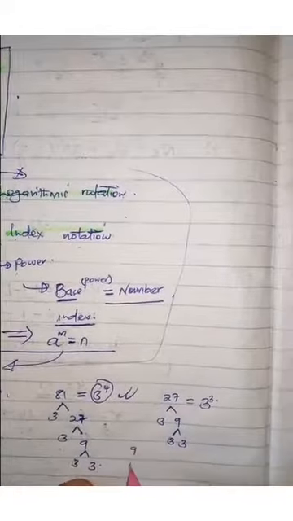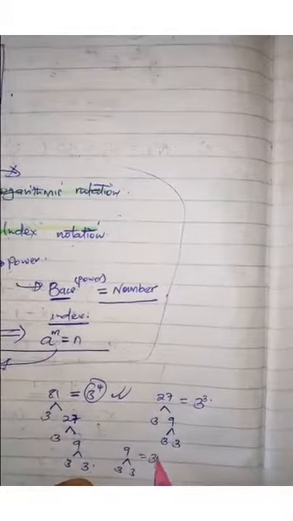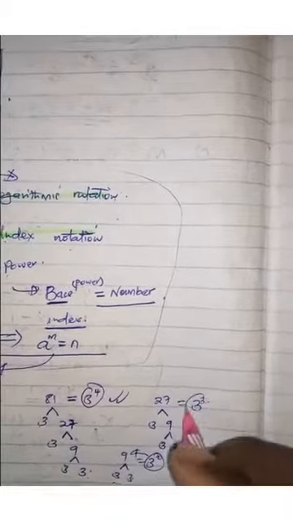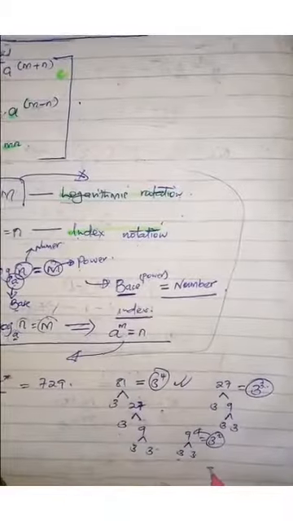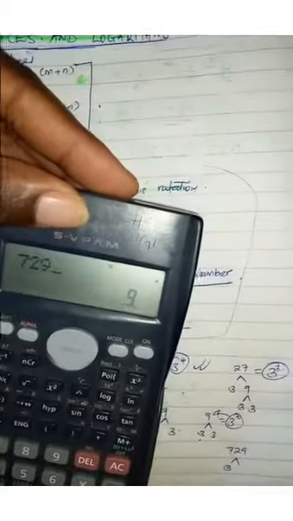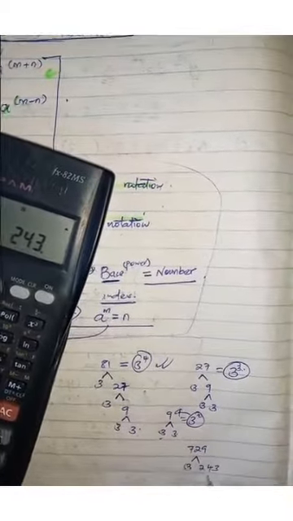9. 3, 3. It means that 3 to power 1, 2 is equal to 9. 729. 3. 729 divided by 3, that is 243.